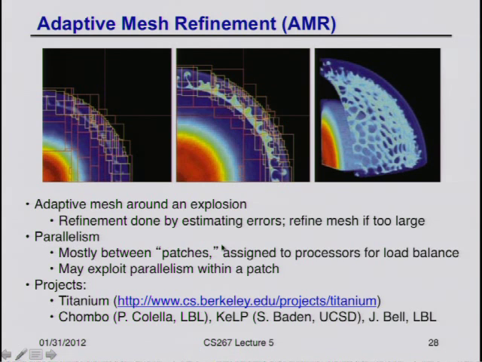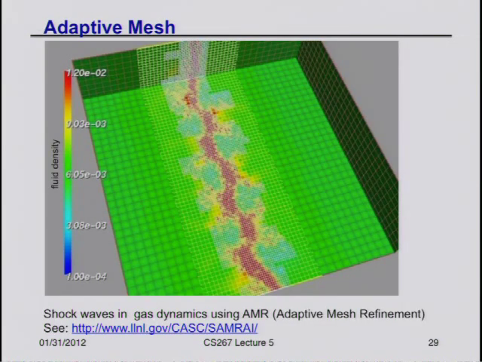And the author of this code is one of your teaching assistants, Brian Van Straalen. Sometime later in the semester, there will be some more information about how this particular kind of code works. Here's another example, and this is gas dynamics where you have a shock front between two different gases, and again, the mesh becomes much, much finer in the middle where they meet, and it moves over time depending on where the shock wave moves.